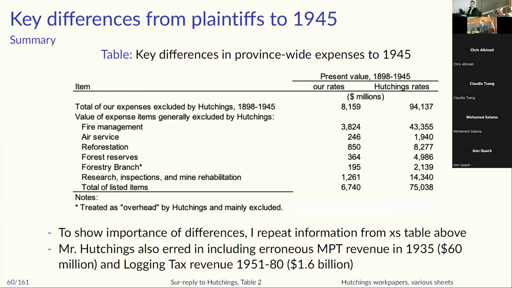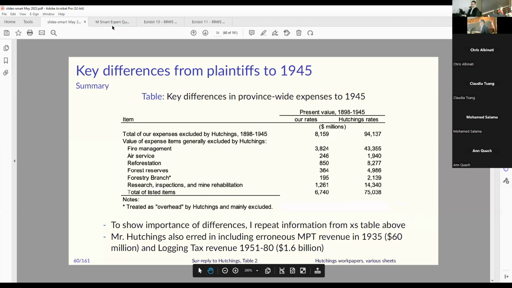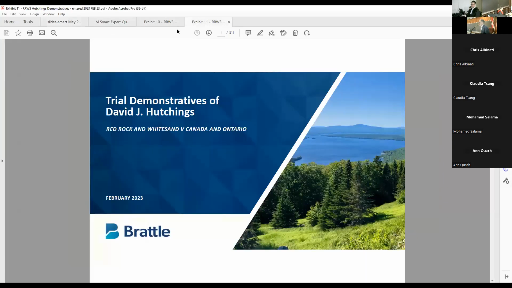Professor Smart, let's turn to slide 60 here. Now, could you let us know, in comparison with Mr. Hutchings' similar-ish chart on slide 211, how does your table here on slide 60 compare in terms of helpfulness to the court?